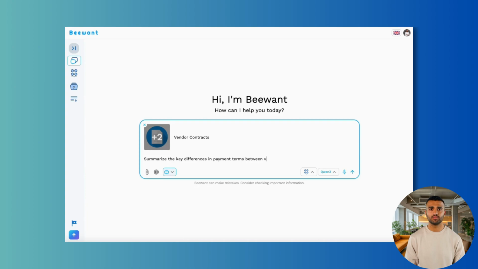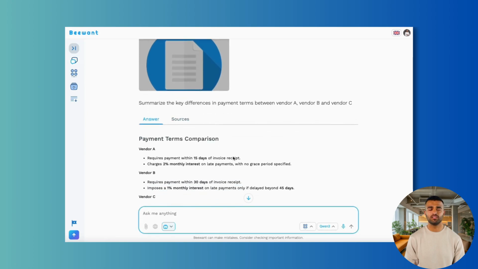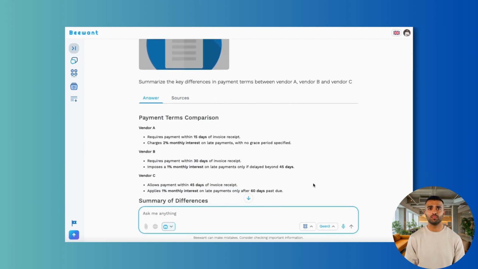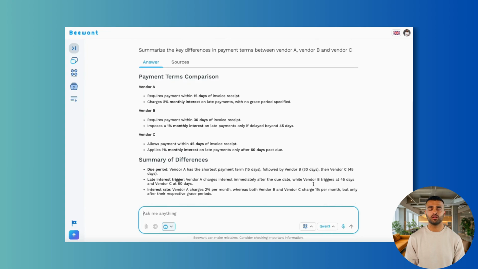The first question I asked was, summarize the key differences in payment terms between Vendor A and Vendor B. Beewant showed that Vendor A required stricter upfront payments, while Vendor B spread payments more evenly. Vendor C, on the other hand, offered milestone-based payments that gave more balance between cash flow and project progress.